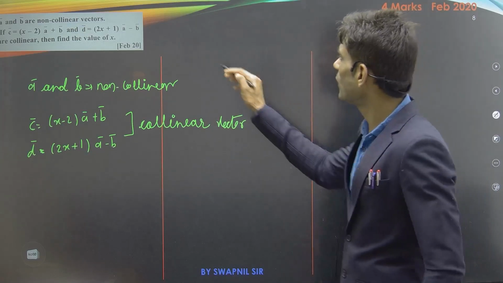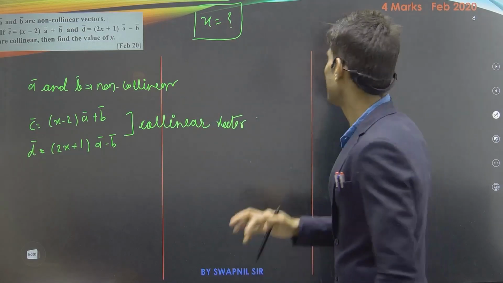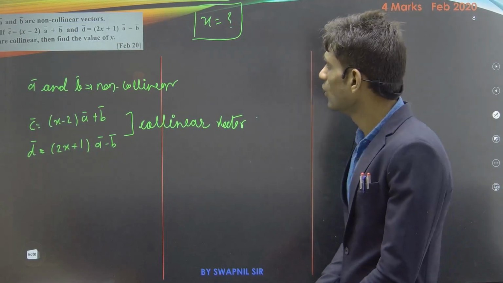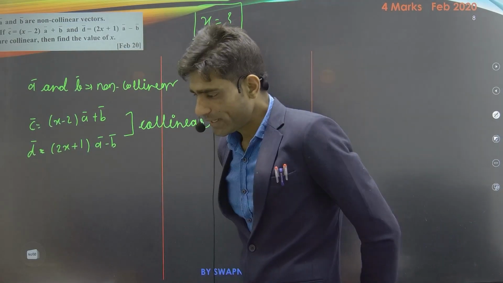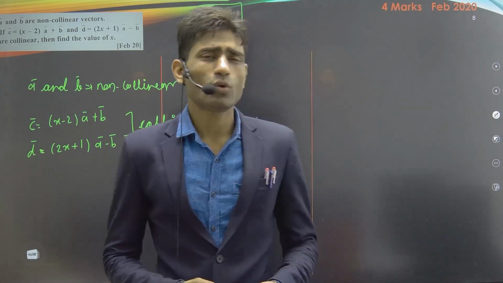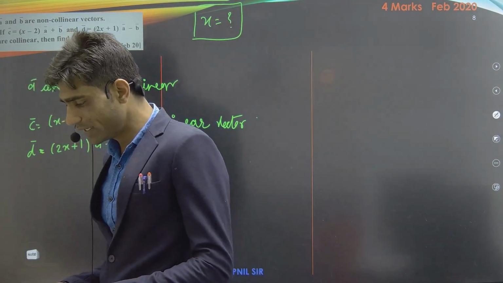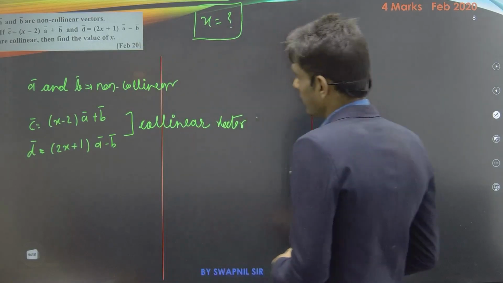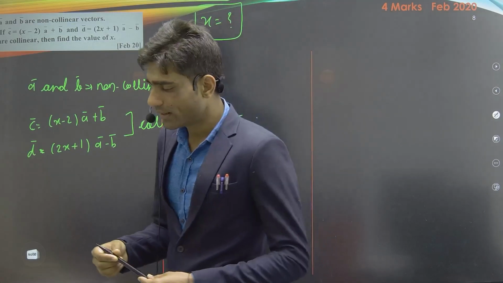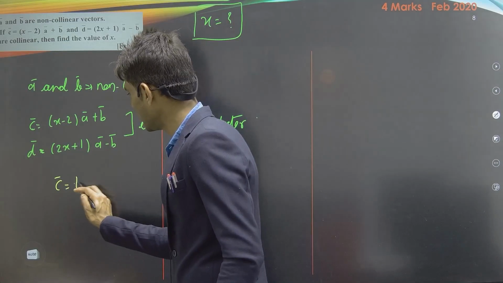And we want the value for x. Keep in mind, we have to proceed for x only. So take the steps as given in our question. We know that if one vector is collinear with another vector, we can write one vector as a scalar multiple of the other. That means we can write c bar as some scalar multiple of d bar. So c bar is equal to t times d bar.